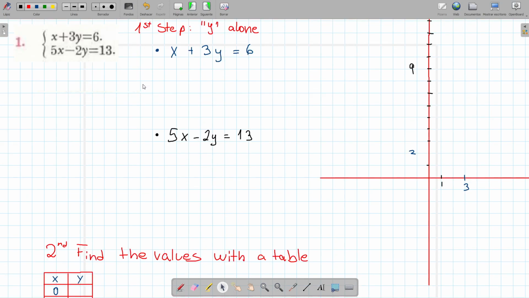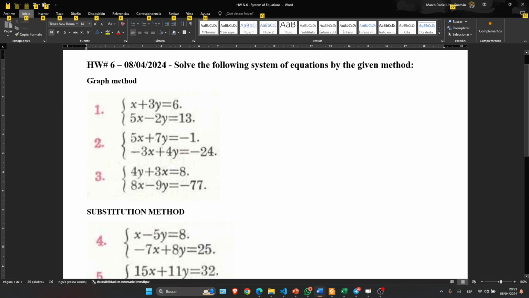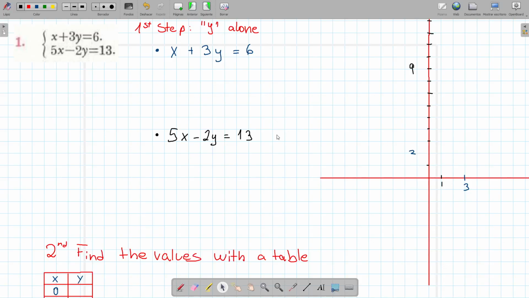The first method that we are going to do today is the graph method, as you can see. The graph method consists of doing the graph of the two equations that we have. In order to work this method, the first step is to always make the y alone.